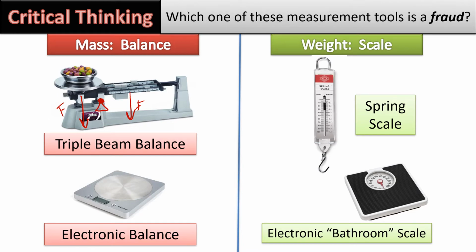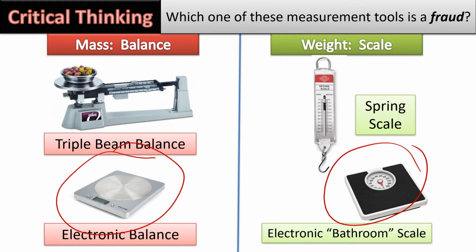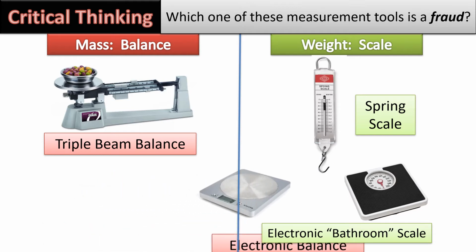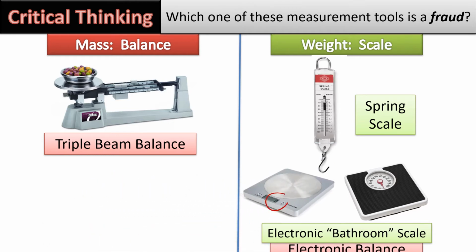Another critical thinking question, which one of these measurement tools is a fraud? Which one is not what it claims to be? So the electronic balance, you might have noticed, looks exactly the same as the bathroom scale, and it pretty much is. You could manipulate this to read out a measurement in grams. So technically, it's giving you the mass. But if you take this to the moon or any other celestial body besides Earth, unless you calibrate it for the gravity at that position, it's going to give you the wrong mass. It's not measuring the mass, it's measuring the weight.